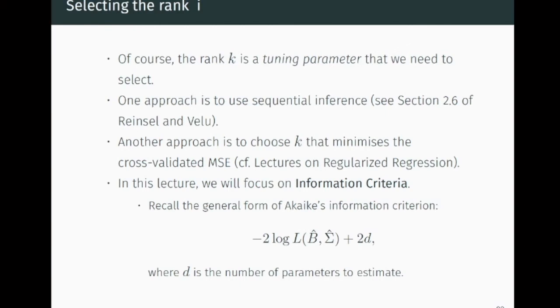For this lecture, the method I want to discuss is based on information criteria, and in particular on Akaike's information criterion, so AIC. Recall the general form. If we assume a model, a distribution for the y's, Akaike's information criterion is defined as -2 times the log likelihood at the maximum likelihood estimates, plus 2 times d, where d is the number of parameters to estimate.